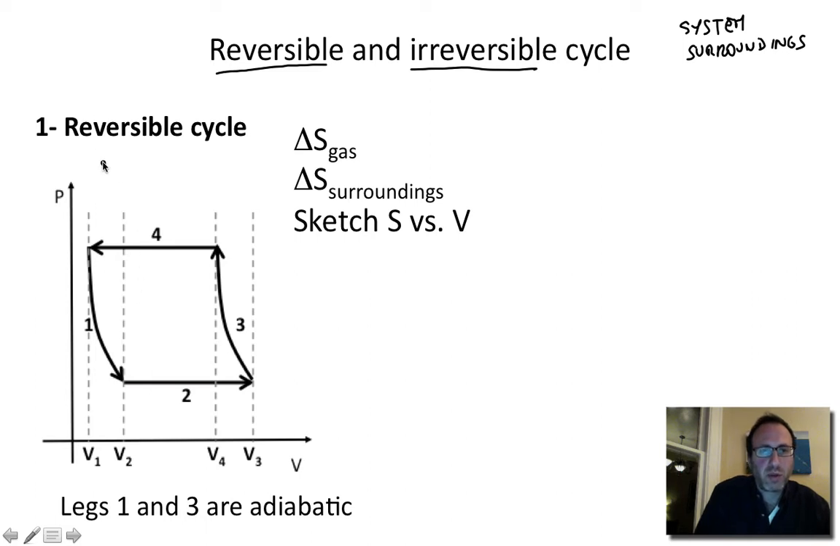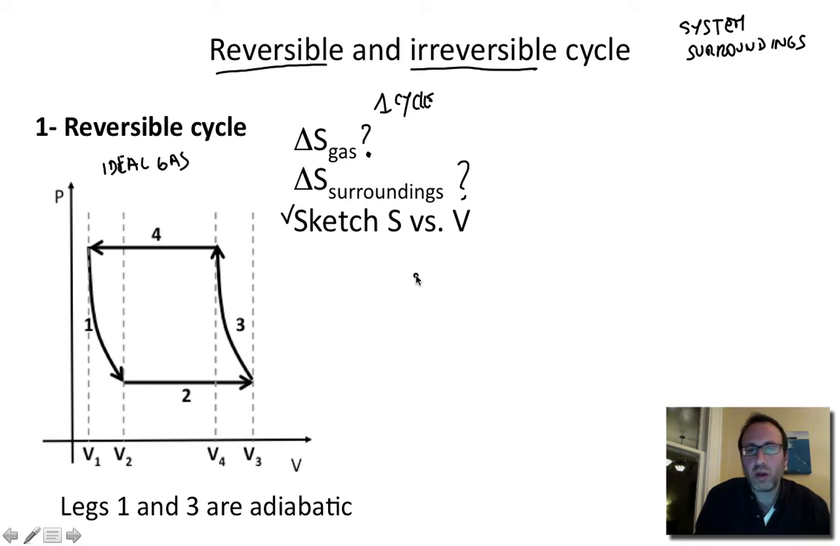And I think the statement of the problem says that initially you have an ideal gas. And the first part of the problem states that the cycle is reversible. And the questions are, when I go over one cycle, what is delta S of the gas, delta S of the surroundings? And I ask you to sketch S versus V.